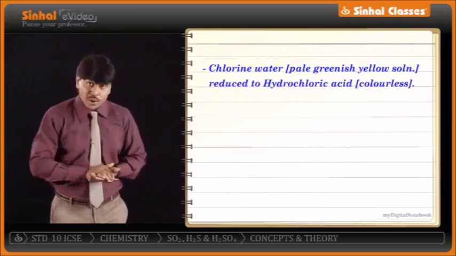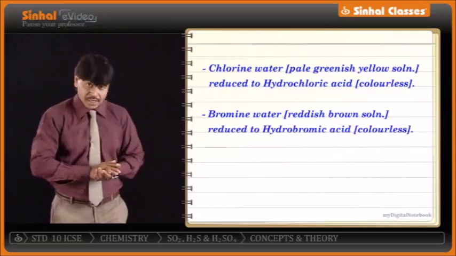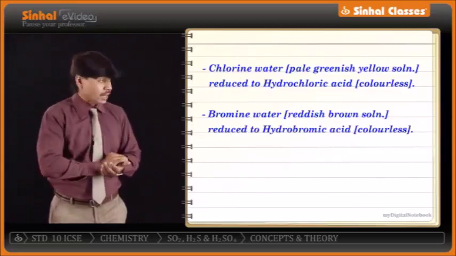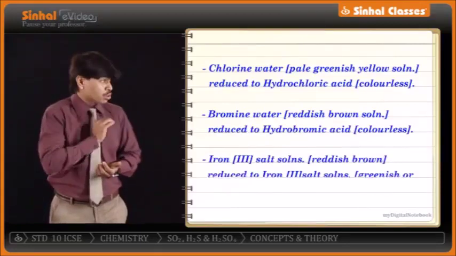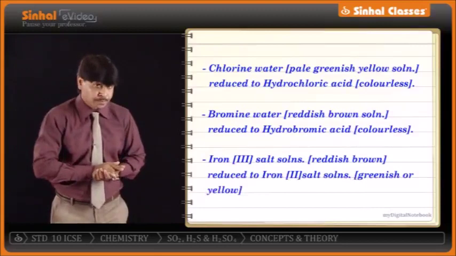In case of bromine water, it is a reddish brown solution. It reduces to hydrobromic acid, which is colorless. In case of iron 3 salt solution, the reddish brown color reduces to iron 2 salts, that is greenish or yellow.